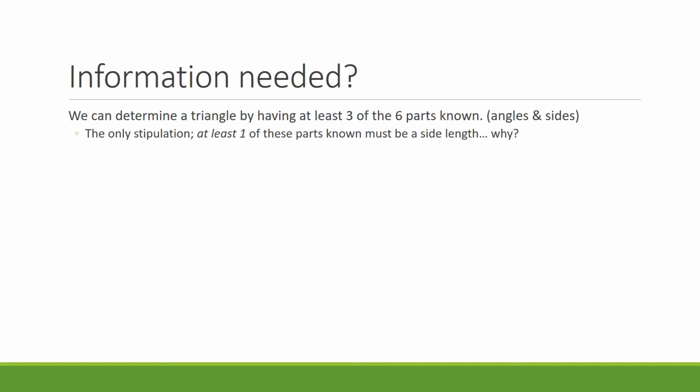So, what information is needed when we want to solve for these triangles? We can determine a triangle by having at least 3 of the 6 parts known. The 6 parts that we're referring to are the 3 interior angles that make up the triangle and the 3 corresponding sides that make up the triangle. The only stipulation, however, is that at least one of these known parts must be a side length. So take the time and consider why we have this stipulation.